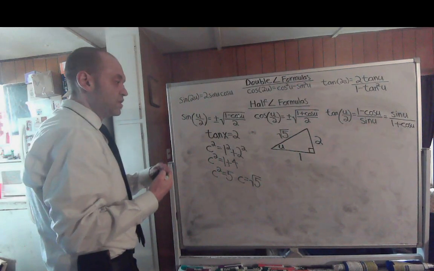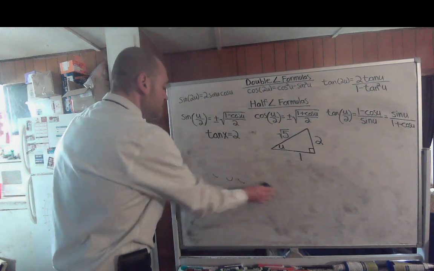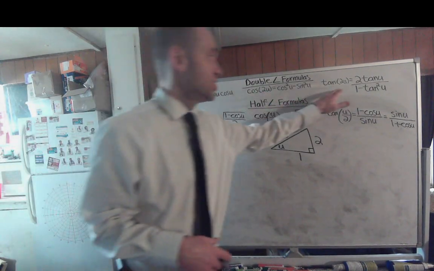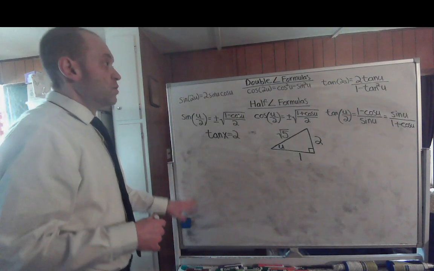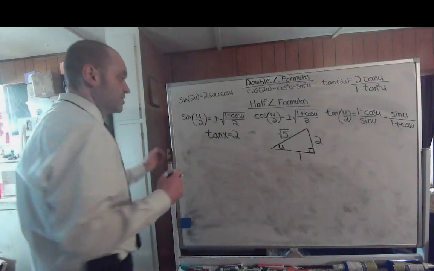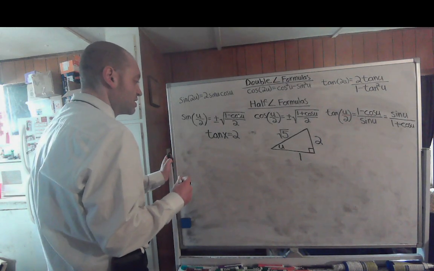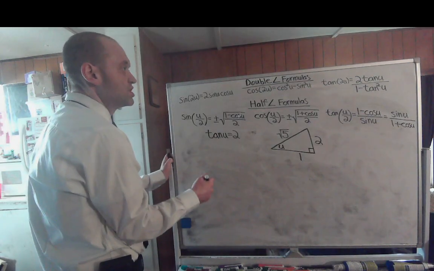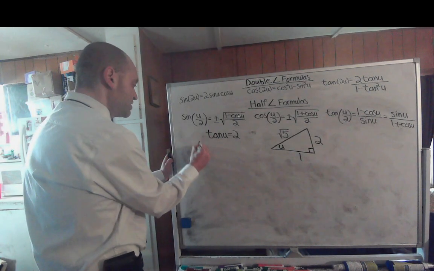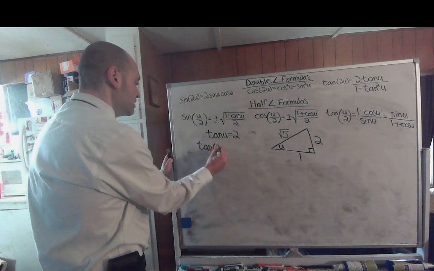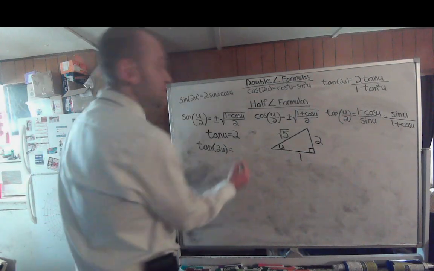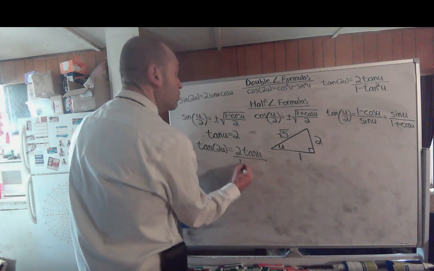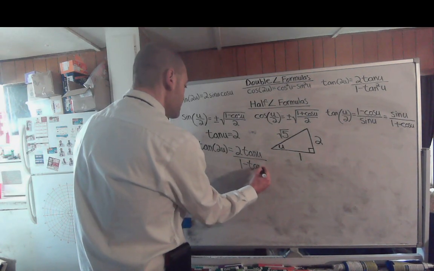Alright, now we know the length of all sides of the triangle. So it's going to be our job to find the sine of 2u, the cosine of 2u, and the tangent of 2u. Well, let's start with the tangent of 2u since they gave us the tangent first. Why don't we call that u instead of x? But it's the same idea. Tangent of u is 2. So the tangent of 2u for the double angle formula, that of course is equal to 2 times the tangent of u all over 1 minus the tangent squared of u.